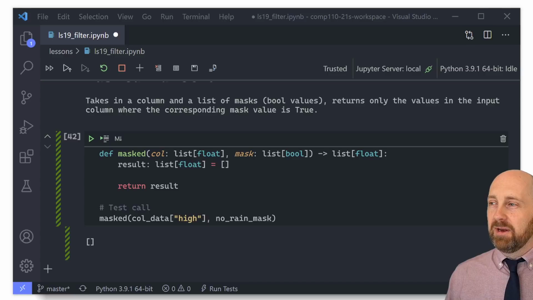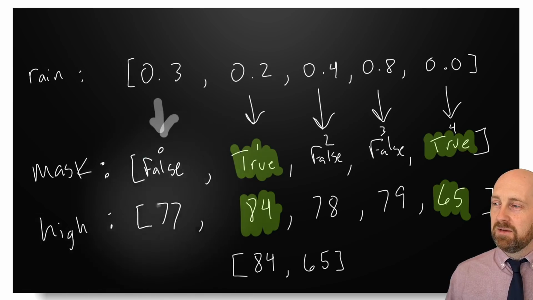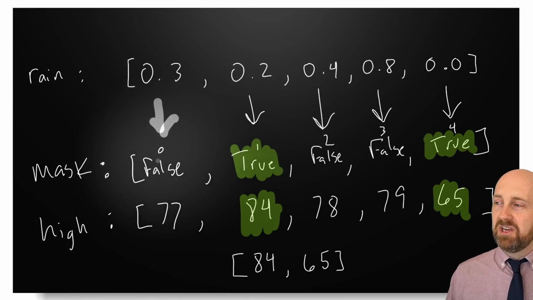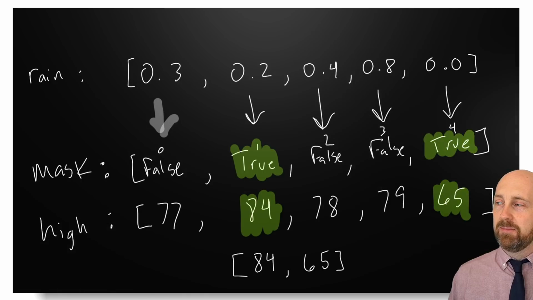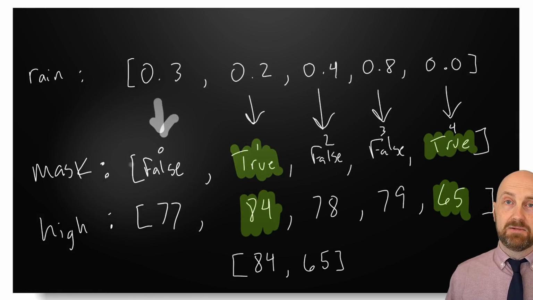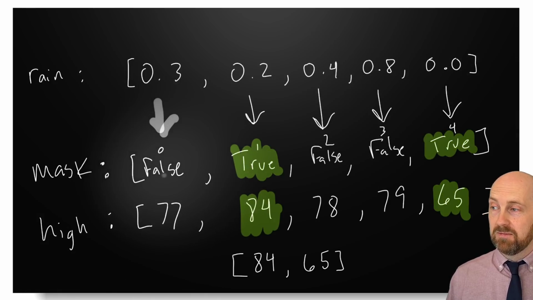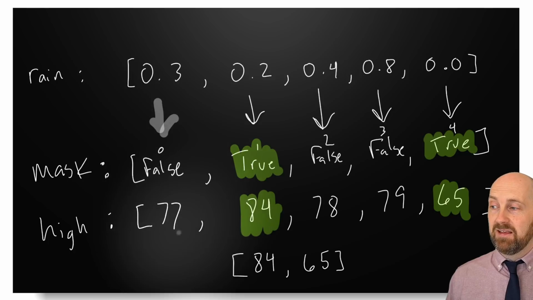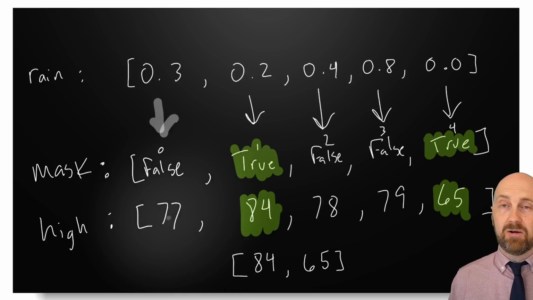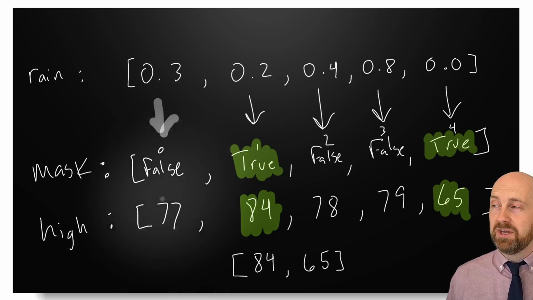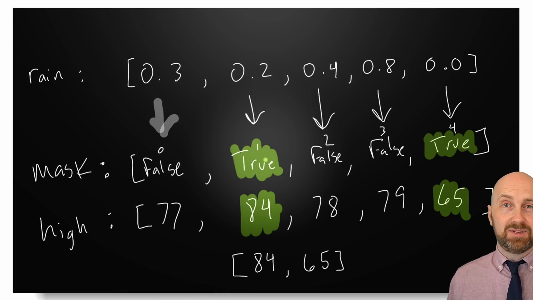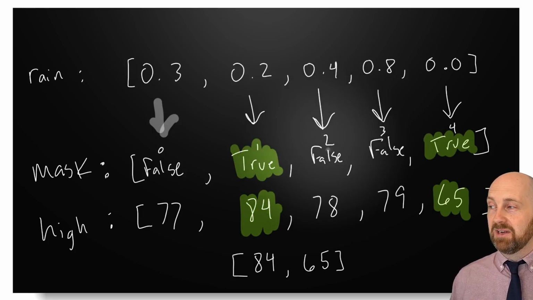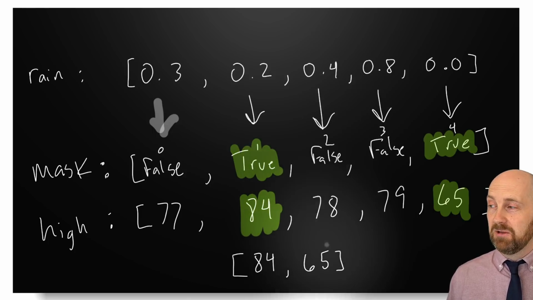So how do we think about implementing this function? What's it going to do? Well, our goal is to loop through each index of our mask and test, is this value true? And if it is, then we will append the value at the corresponding index in our high column, or in whatever column we give it. We can test the next item. Is it true? And if we get to this one and it's false, we're not going to include that item.